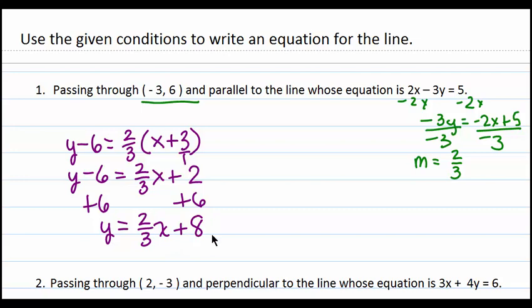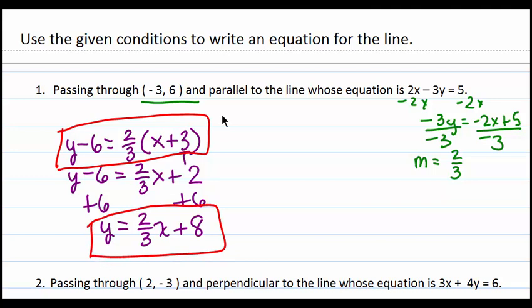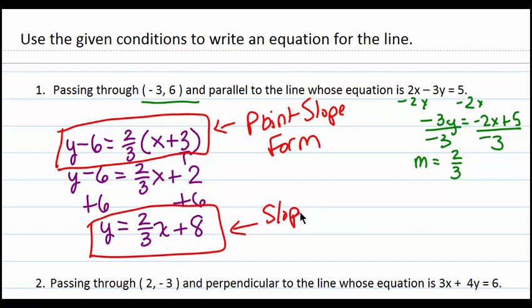It didn't tell me which form to put it in. It will on the test. But if it just asked me for point-slope form, that's my point-slope form right there. This is my slope-intercept form. So this is point-slope form, and this is my slope-intercept form.